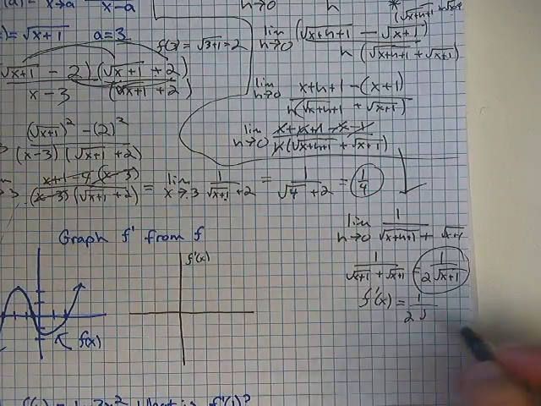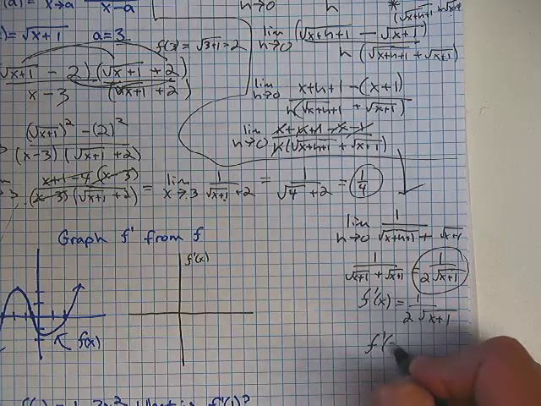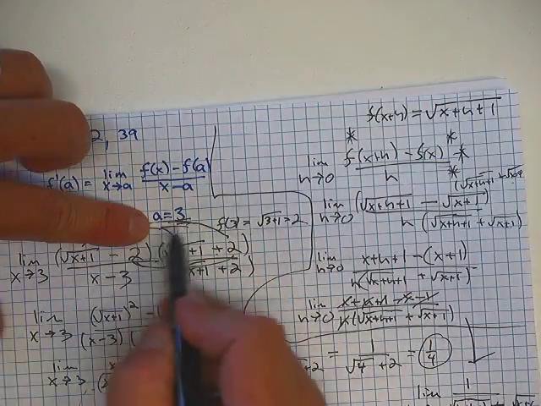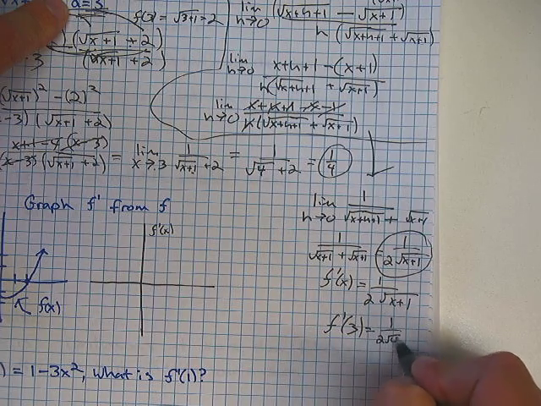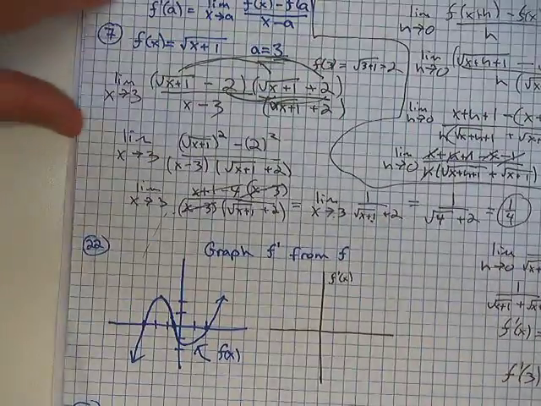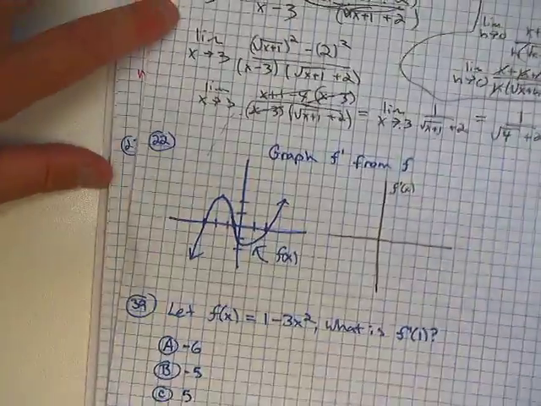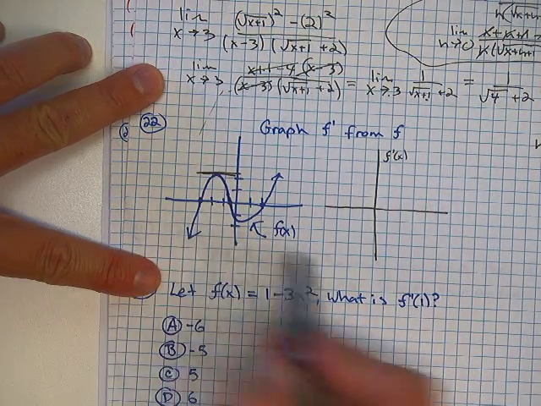To figure out what the answer is, we plug in 3 into there. So that's f prime of x equals 1 over 2 times the square root of x plus 1. If we want f prime of 3, because that's what this a was, 3, we get 1 over 2 times the square root of 4, which is 1/4.